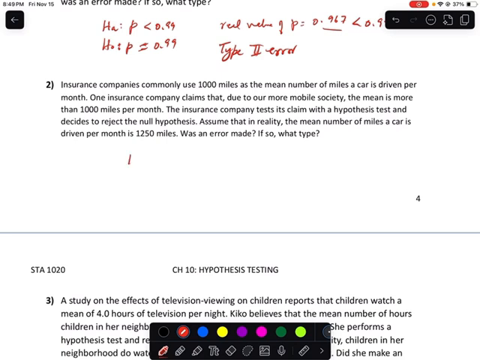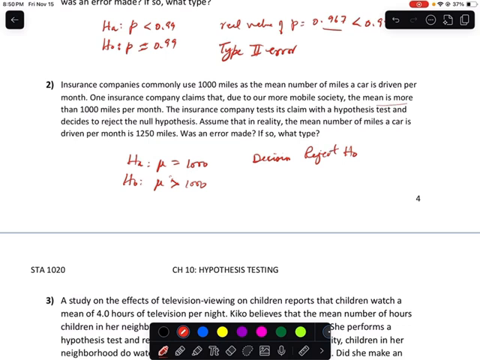Okay, first we write our HA and H sub 0. So now it is about the mean. So H0 is mu is equal to 1000, and HA will be mu is greater than 1000, because it says the mean is more than 1000. Okay, and they decide to reject the null hypothesis. So decision: reject H naught, or the null hypothesis.